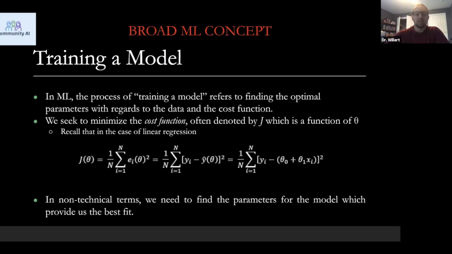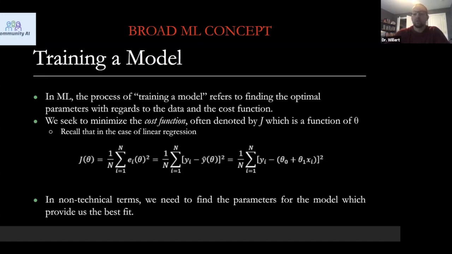As I mentioned, we seek to minimize what we're calling the cost function. Again, it's really important that we understand what this cost function is. The cost function, which we'll denote by J, is a function of our parameters theta, and it measures how well our model fits our data. From linear regression, we remember that J of theta was equal to 1 over n times the sum of the squares of all the errors. If we expand that a little bit, that's the observed y value minus our predicted y value, squared.